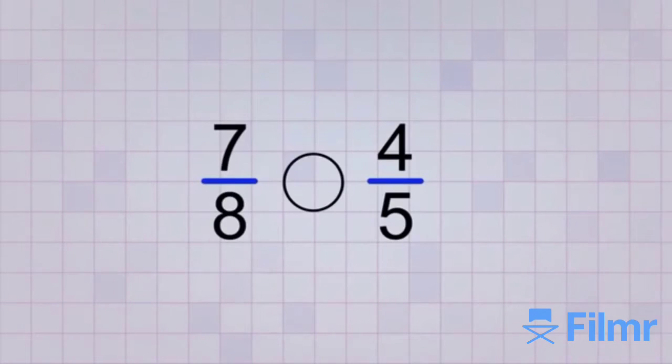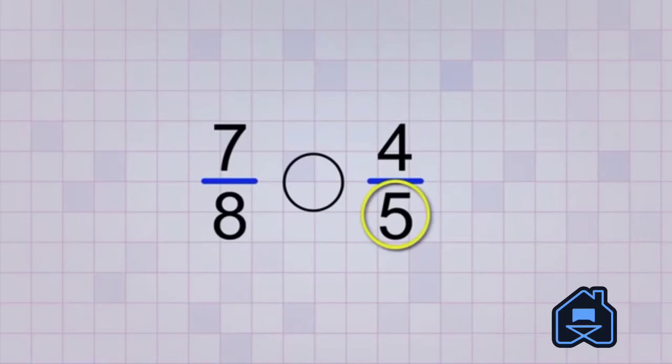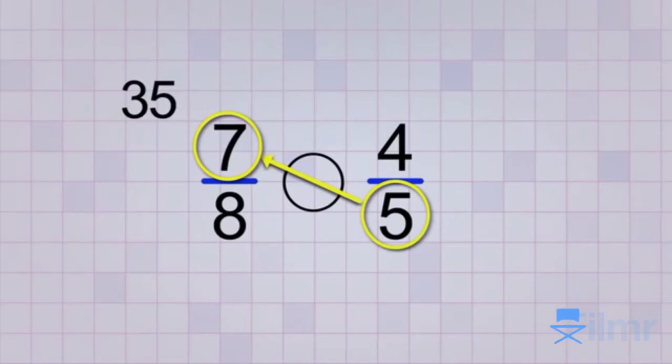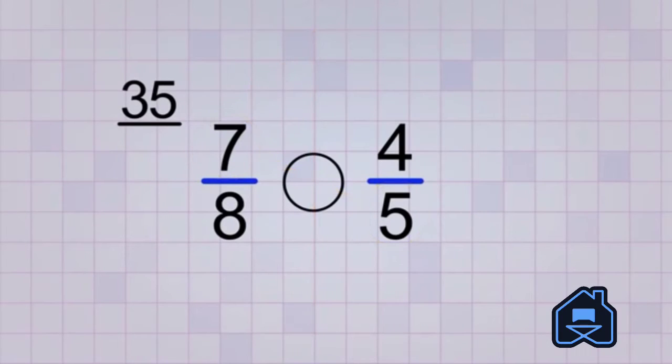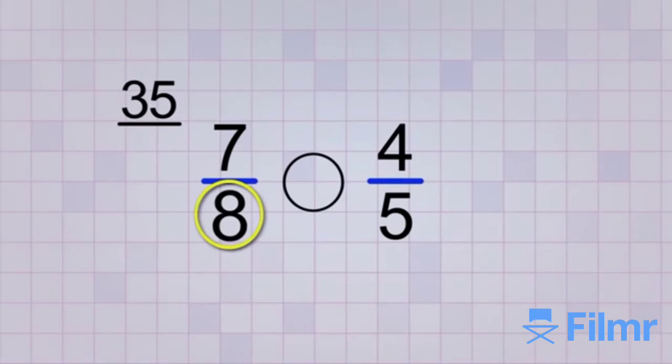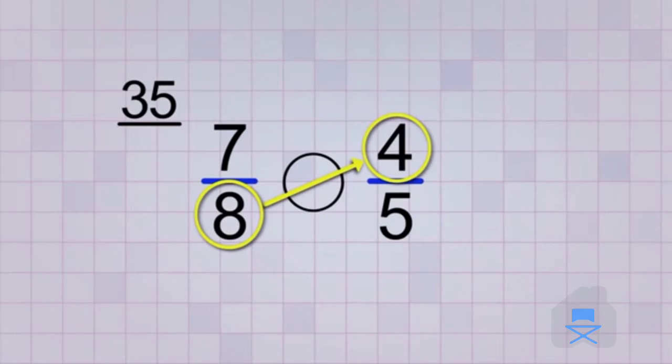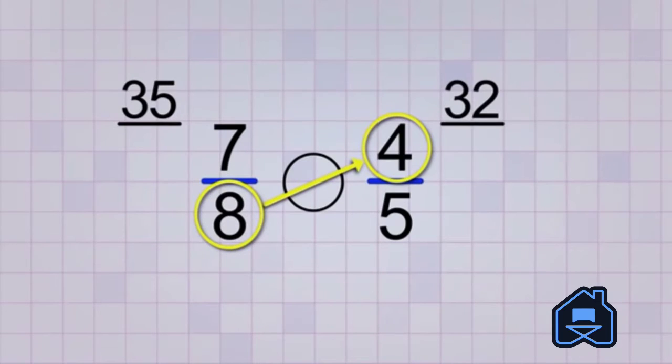Let's compare the fractions 7 over 8 and 4 over 5. We start by multiplying the second fraction's bottom number, 5, by the first fraction's top number, 7. And that gives us 35 for the new top number on this side. You'll always keep the answer on the side of the top number that you multiplied. Now for the other side. The bottom number, 8, times the top number, 4, gives us 32 for its new top number.